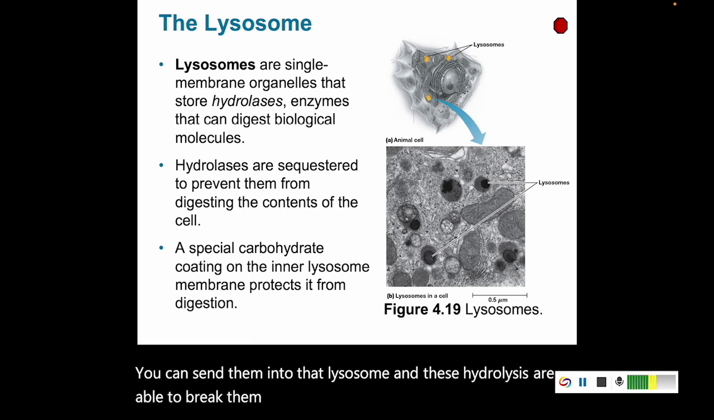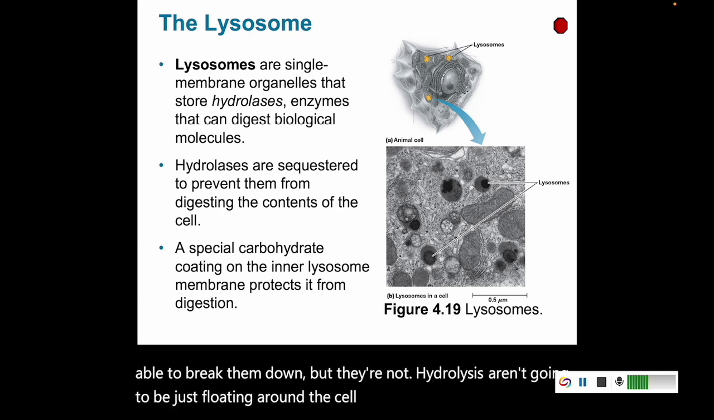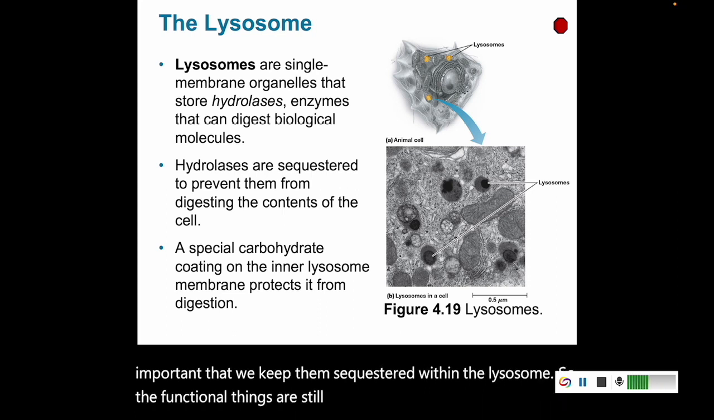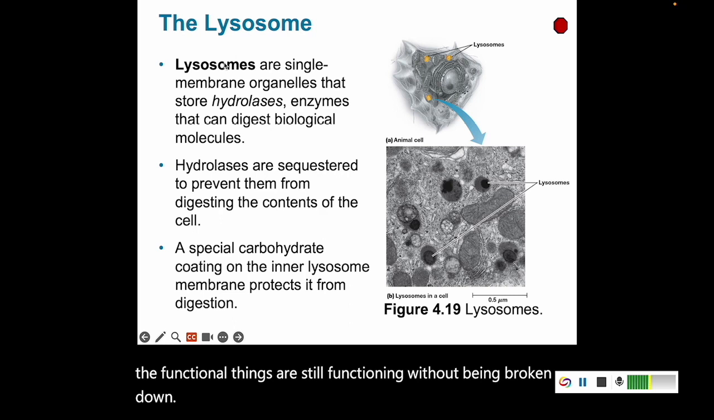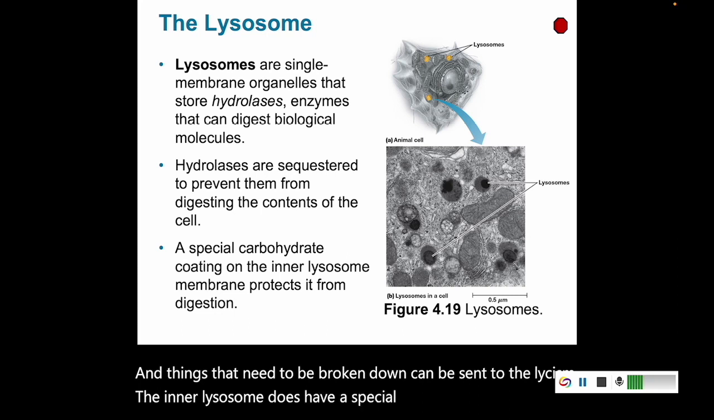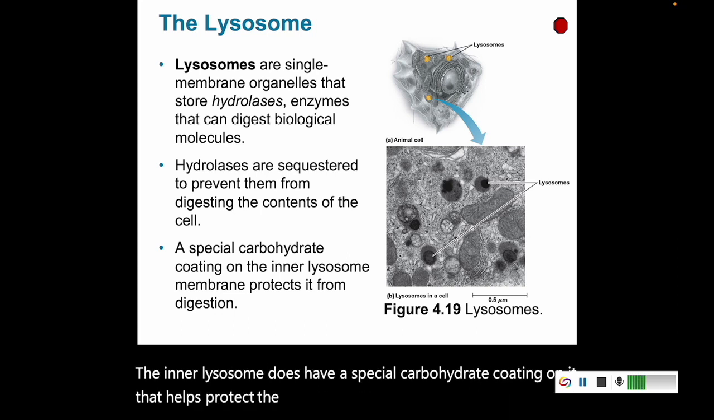But hydrolases aren't going to be just floating around the cell breaking things down. It's really important that we keep them sequestered within the lysosome so the functional things are still functioning without being broken down, and things that need to be broken down can be sent to the lysosome. The inner lysosome does have a special carbohydrate coating on it that helps protect the lysosome itself from being digested.